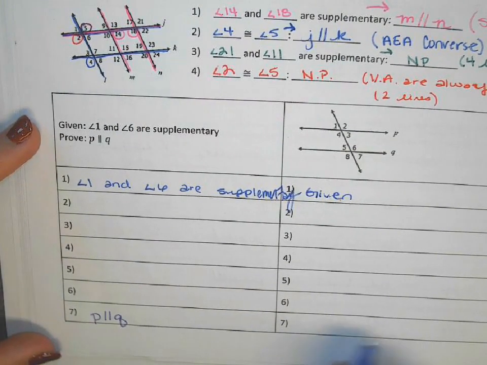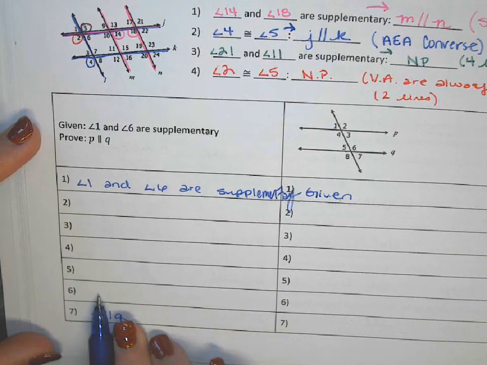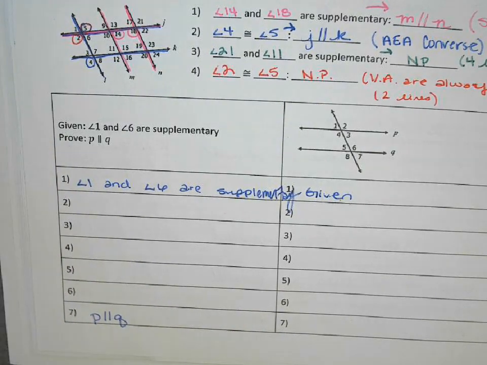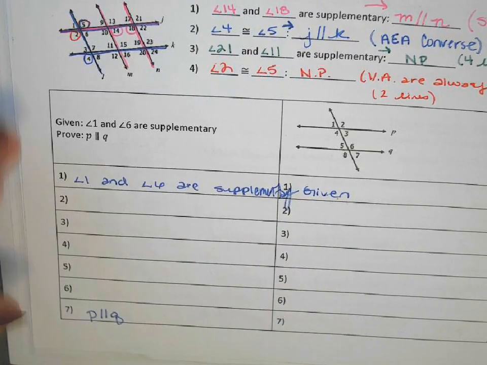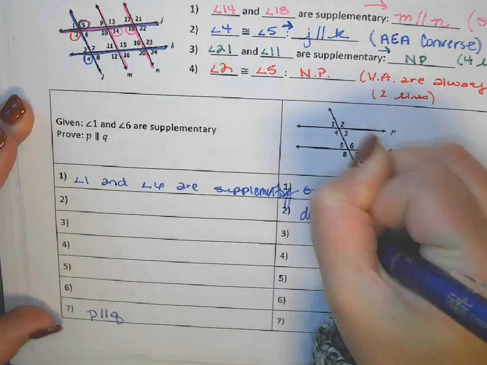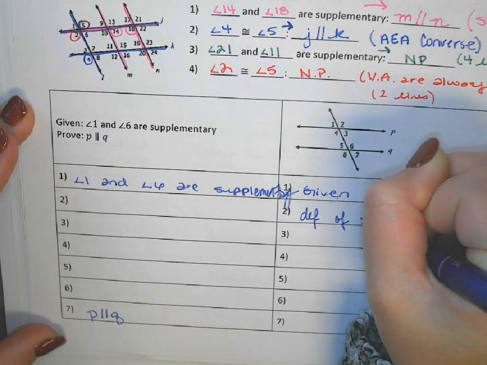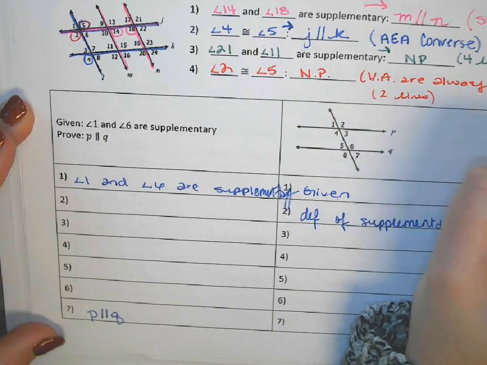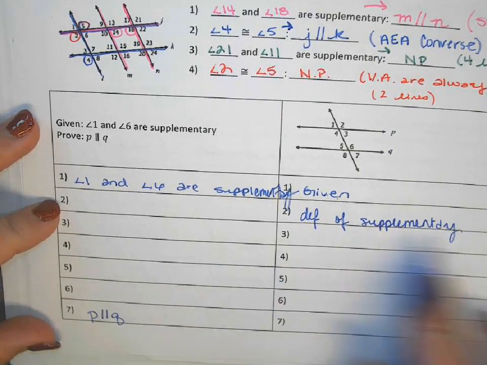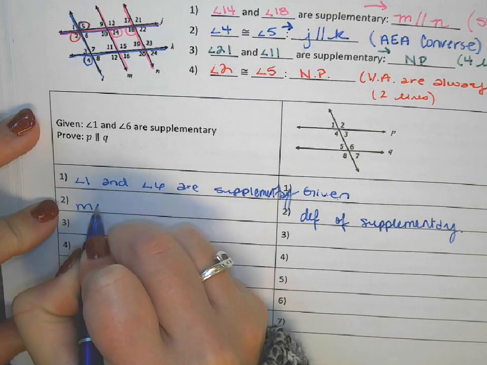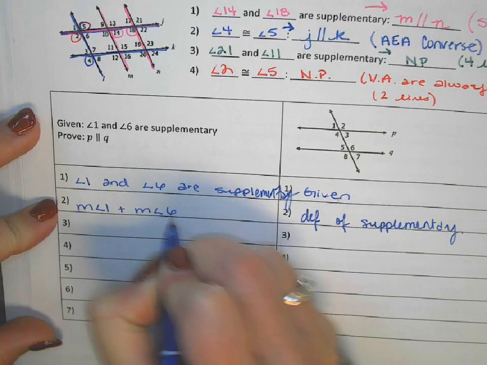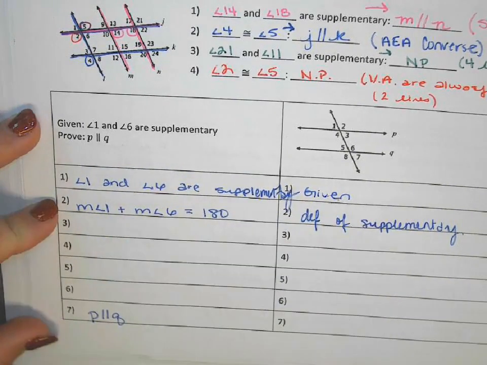But I don't know what my reason's going to be because my reason will be how I get from 6 to 7. Okay. If these two angles are supplementary, what does the definition of supplementary tell you? They add up to 180. So let's write that out. The definition of supplementary would be my reason there. That the measure of angle 1 plus the measure of angle 6 is equal to 180.